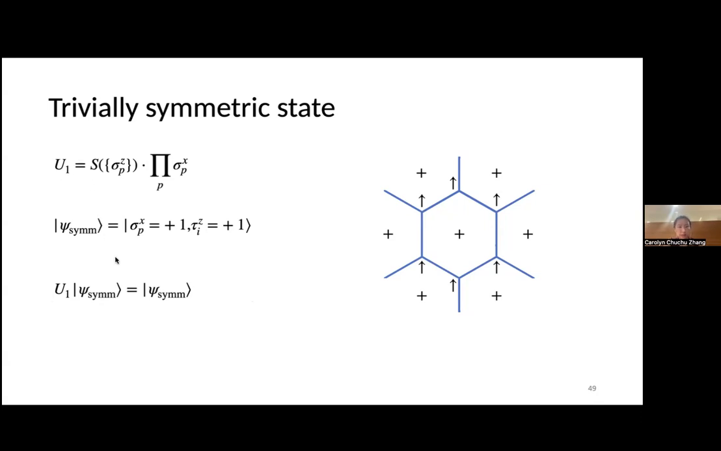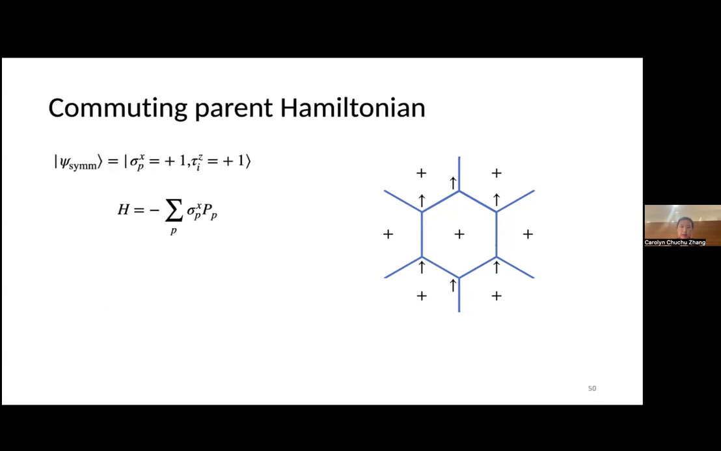So this symmetry is not onsiteable. However, there's a trivially symmetric product state. And if you work a bit harder, you can actually come up with a symmetric parent Hamiltonian for this state. So this is a sigma x on each plaquette, and this P is a projector that's localized near this plaquette.